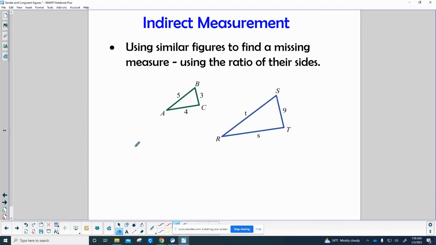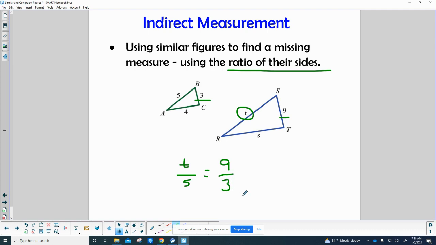All right, use similar figures to find a missing measure using the ratio of their sides. So we're going to be looking for this missing measure, which is t. And t corresponds to the number 5 on this triangle. And then we're going to set up a ratio between two other sides over here. So 9 would correspond to the 3 over here.